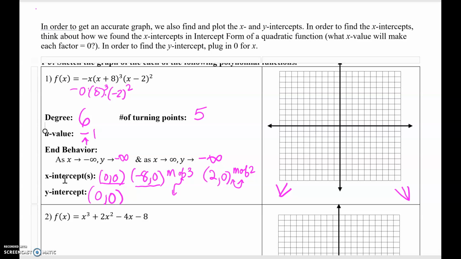So first, we found all this information. Now we're going to plot our x-intercepts, and I'm going to put my little helpers at each one to kind of indicate where I expect them to be. So I'm going to have (0, 0). And then I'm going to have (-8, 0), negative 1, 2, 3, 4, 5, 6, 7, 8. Okay, good. And then I'm going to be at positive 2. Okay, and then so right here I'm going to have a bounce. And then here I'm expecting a snake. So I'm just drawing those as sketches to kind of help me.